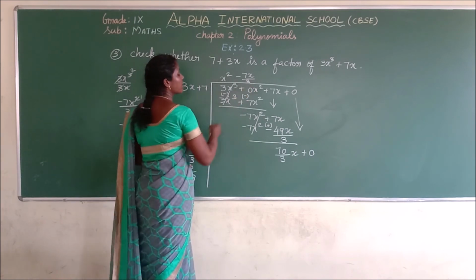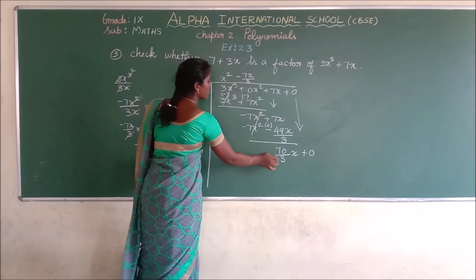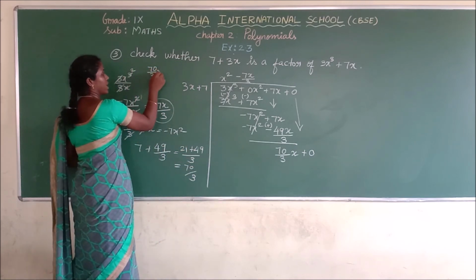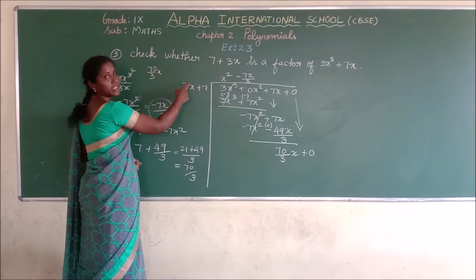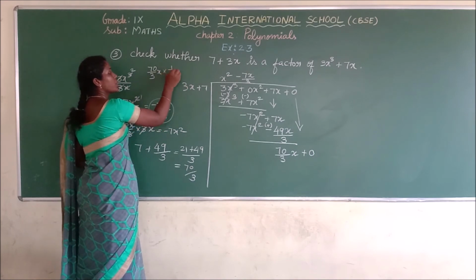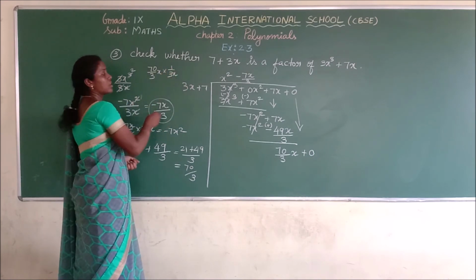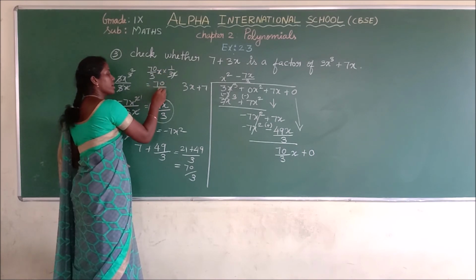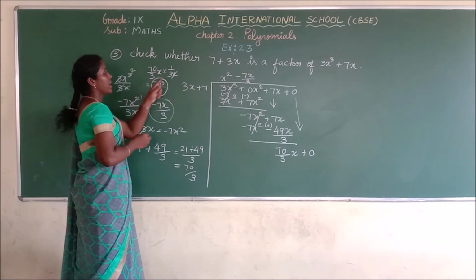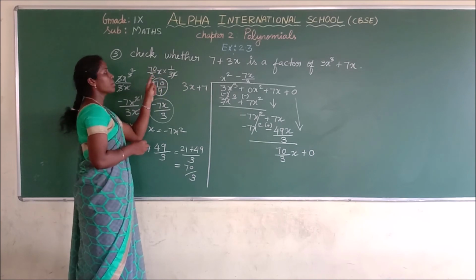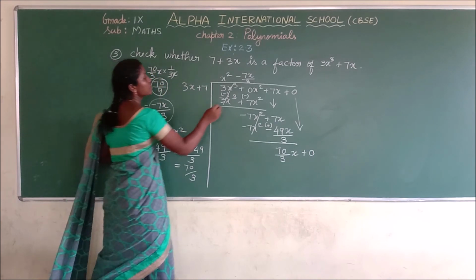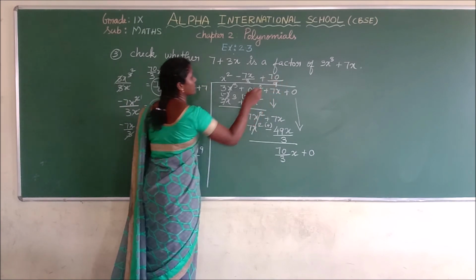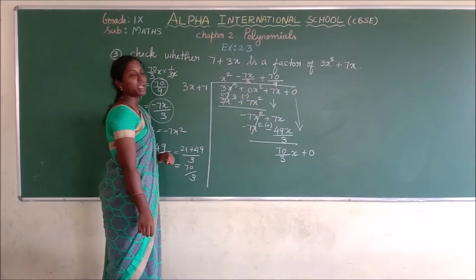Now, identify the next term of the quotient. 70 by 3 into x, we are going to divide it by 3x. So I am taking the reciprocal and multiplying into 3x. x and x will get cancelled. So finally we are getting 70 by 3 3s are 9. So the next term is plus 70 by 9.